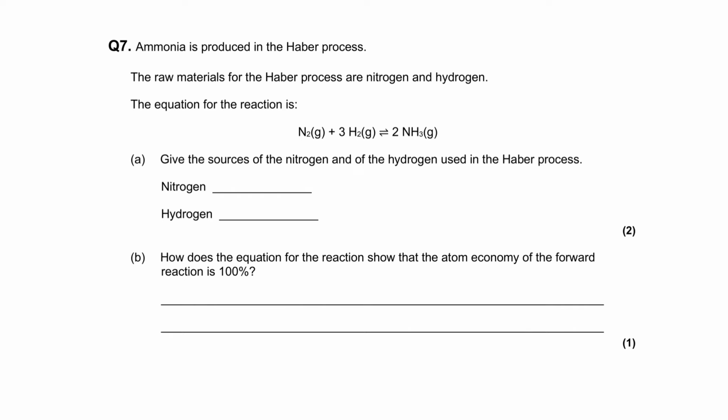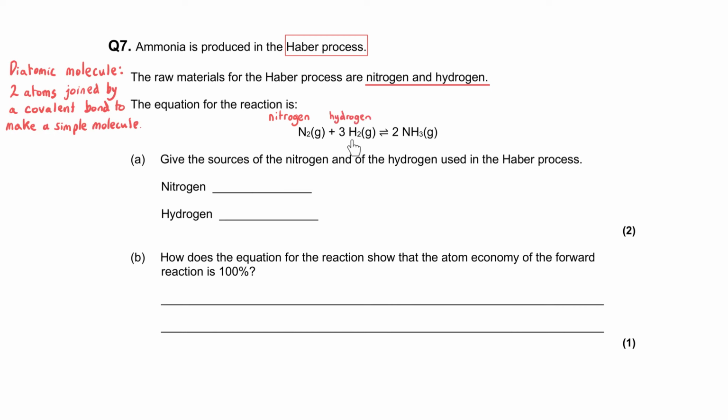Ammonia is produced in the Haber process. The raw materials for the Haber process are nitrogen and hydrogen, and the equation for the reaction is shown here. We can see the nitrogen, N2, diatomic gas, and hydrogen, H2, also a diatomic gas. They are the reactants. It's a reversible reaction, and we're producing the ammonia gas, which is the main point of the Haber process. We've been asked to give the sources of the nitrogen and the hydrogen used in the Haber process. Well, the nitrogen comes from the air.